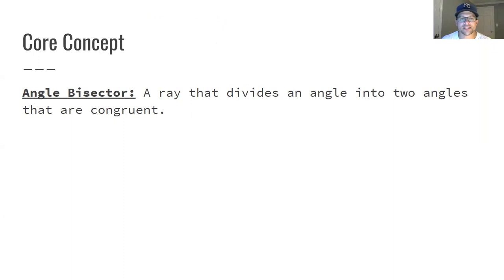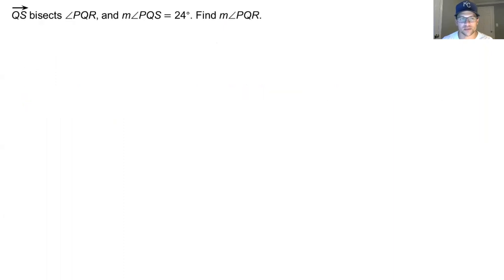All right, an angle bisector is a ray that divides an angle into two angles that are congruent. So that prefix bi means two. You're taking an entire angle, you're drawing a ray between them that cuts it into two equal congruent parts. So you are cutting this angle in half, is what a bisector does.